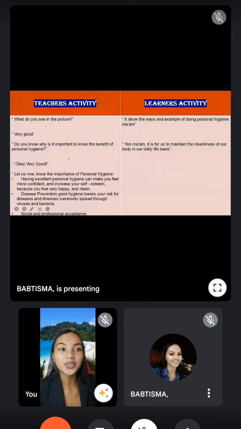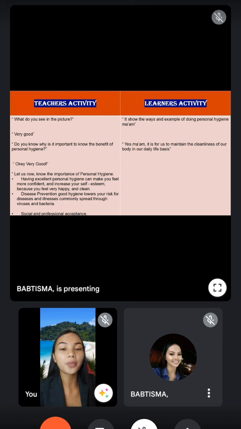So, what do you see in the picture? Then somebody will say, it shows examples of doing personal hygiene, ma'am. Very good. Do you know why it is important to know the benefits of personal hygiene? Yes, ma'am, it is for us to maintain the cleanliness of our body on a daily basis. Okay, very good. Let us now know the importance of personal hygiene.